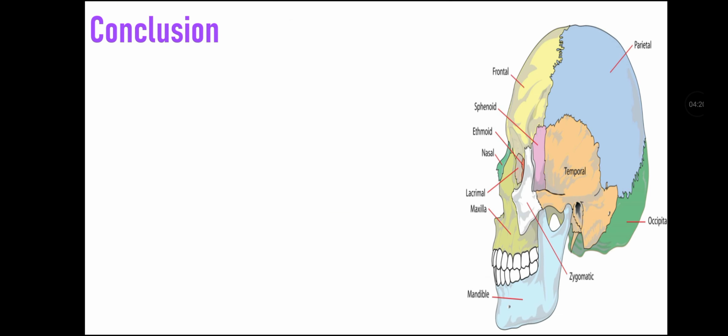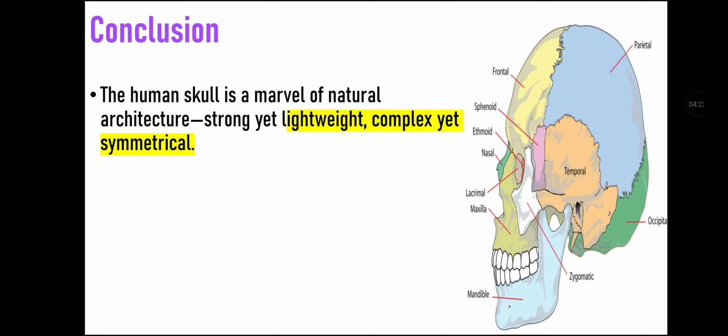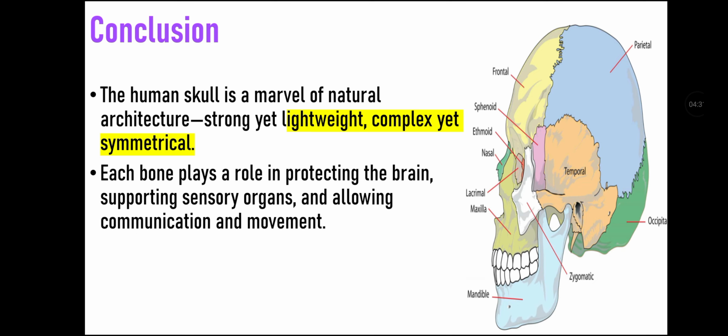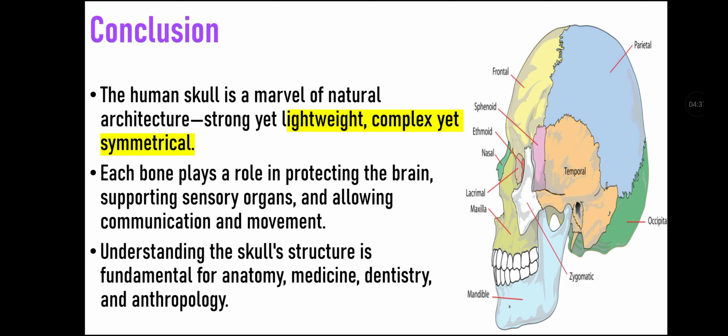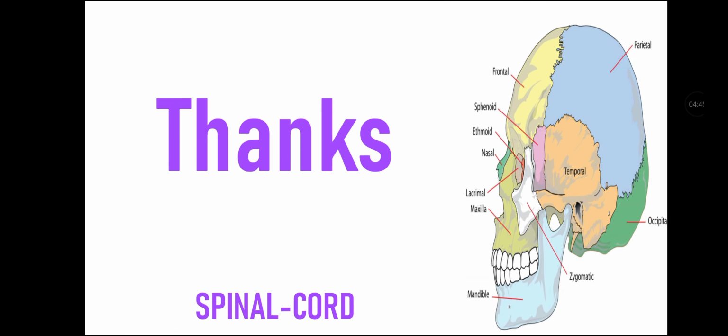Now let's talk about the conclusion of this lecture video. The human skull is a marvel of natural architecture. Strong yet lightweight, complex yet symmetrical. Each bone plays a role in protecting the brain, supporting sensory organs, and allowing communication and movements. Understanding the skull structure is fundamental for anatomy, medicine, dentistry, and anthropology. And this was all about the bones of the skull.